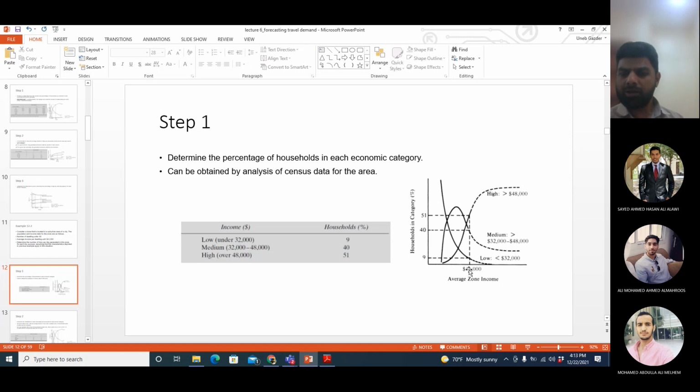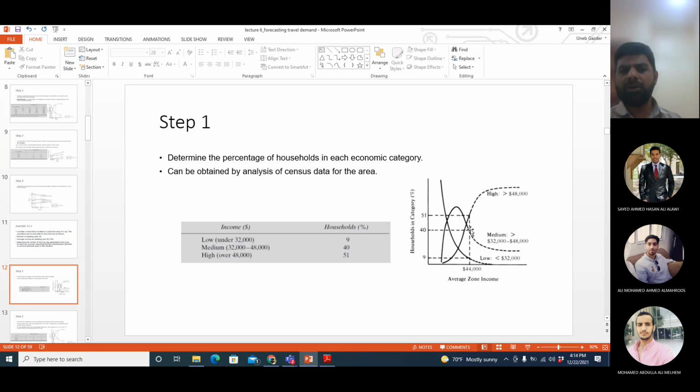So these are the percentages of households in the entire population. How did I get them? I drew a line from the average income, which was given from the census data. Or if you directly have these values, fine, then you don't have to do this. But many times only the average income is known. Then from the sample you draw these curves, draw a line from the average income, and the points where the line intersects the three income categories will be the percentage of households for each category. Okay, this is step 1.